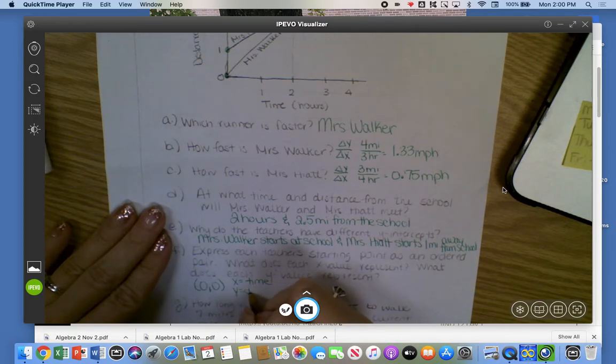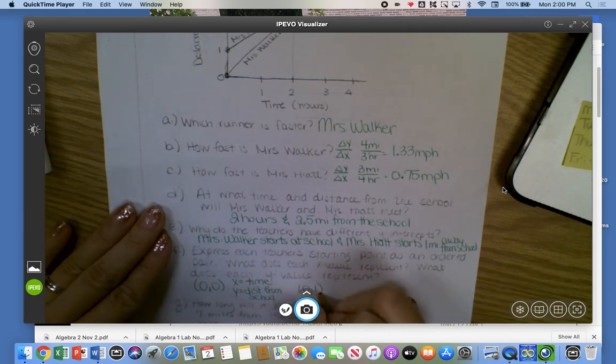And the Y is the distance from school. And then Mrs. Hyatt starts out at 0, 1, where X is representing her time. We have not started yet. And the Y is the distance from the school, which she is a mile away.